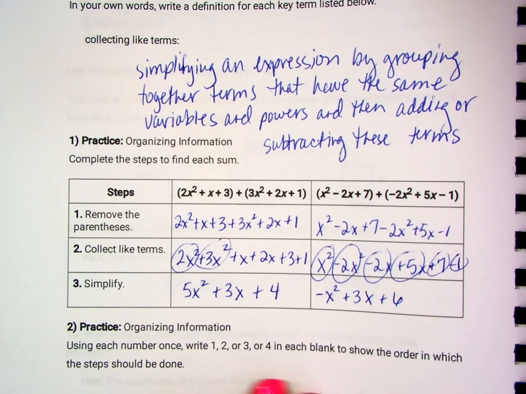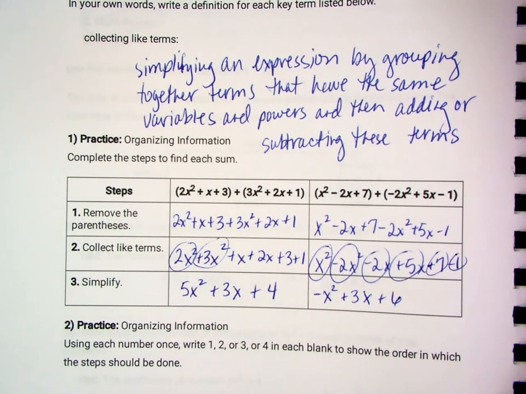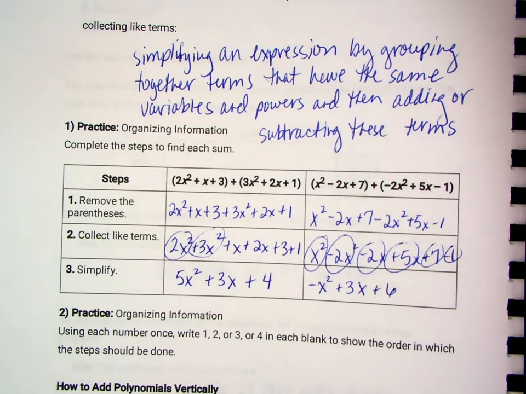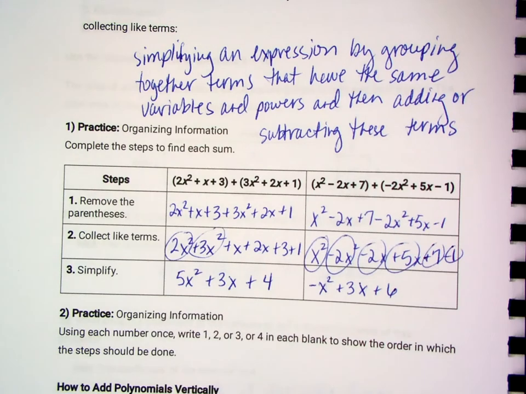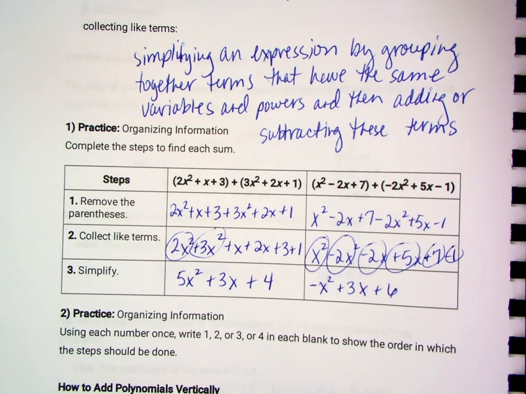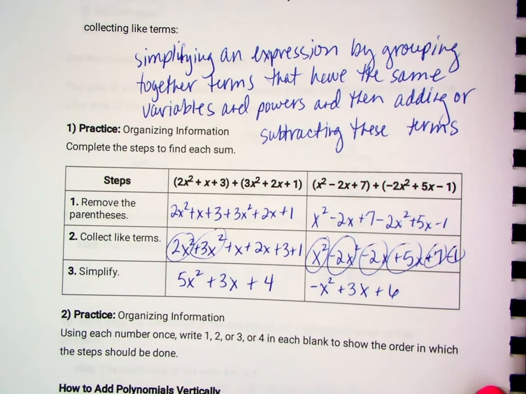Using each number once, write 1, 2, 3, or 4 in each blank to show in which order the steps would be done. So: simplifying the sum, add the polynomials, arrange the problem vertically, and fill in the blank. Step 1, it could be helpful to arrange the problem vertically. Step 2, fill in any missing terms using 0 coefficients. Step 3 is adding the polynomials, and then step 4 is simplifying the sum. So let's go practice these steps.